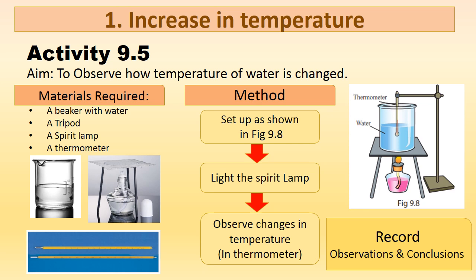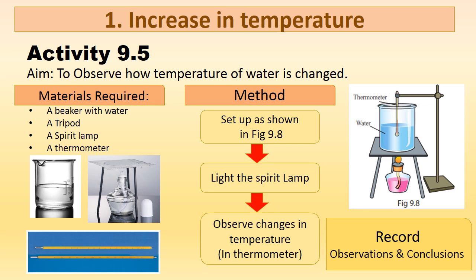So what can you observe children? After some time you can see that when you supply heat using the spirit lamp, what happens children? The temperature of the water, what happens? It will increase. So as the temperature of the water increases, you will be able to observe the water boiling. So you can see that the mercury column in the thermometer, what will happen? The temperature of it will increase, so that you can observe a rise in the column of the thermometer.